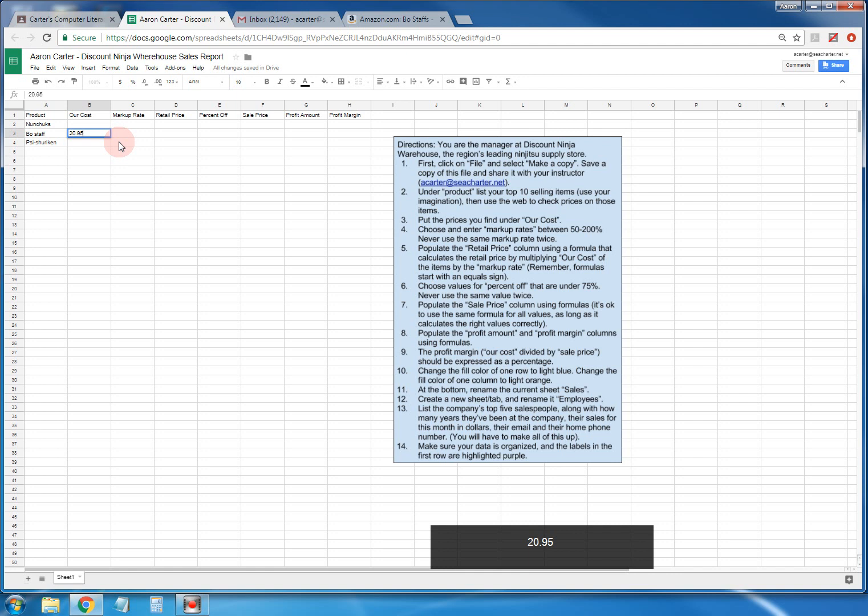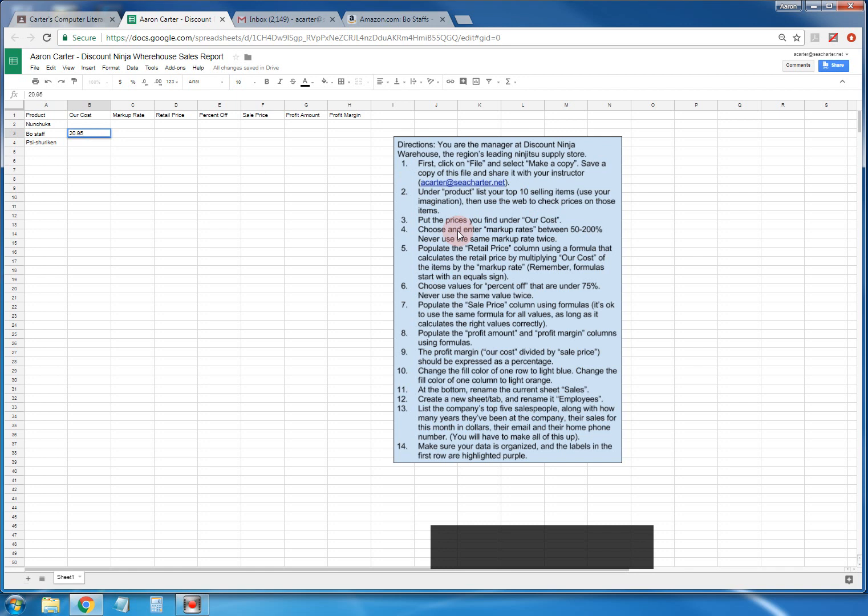you as a business would be paying for this stuff. We also call that the wholesale price. This is not the price that your customers are going to pay. This is not the price that you're going to charge people to take things out of the store. So put the prices you find under our cost.